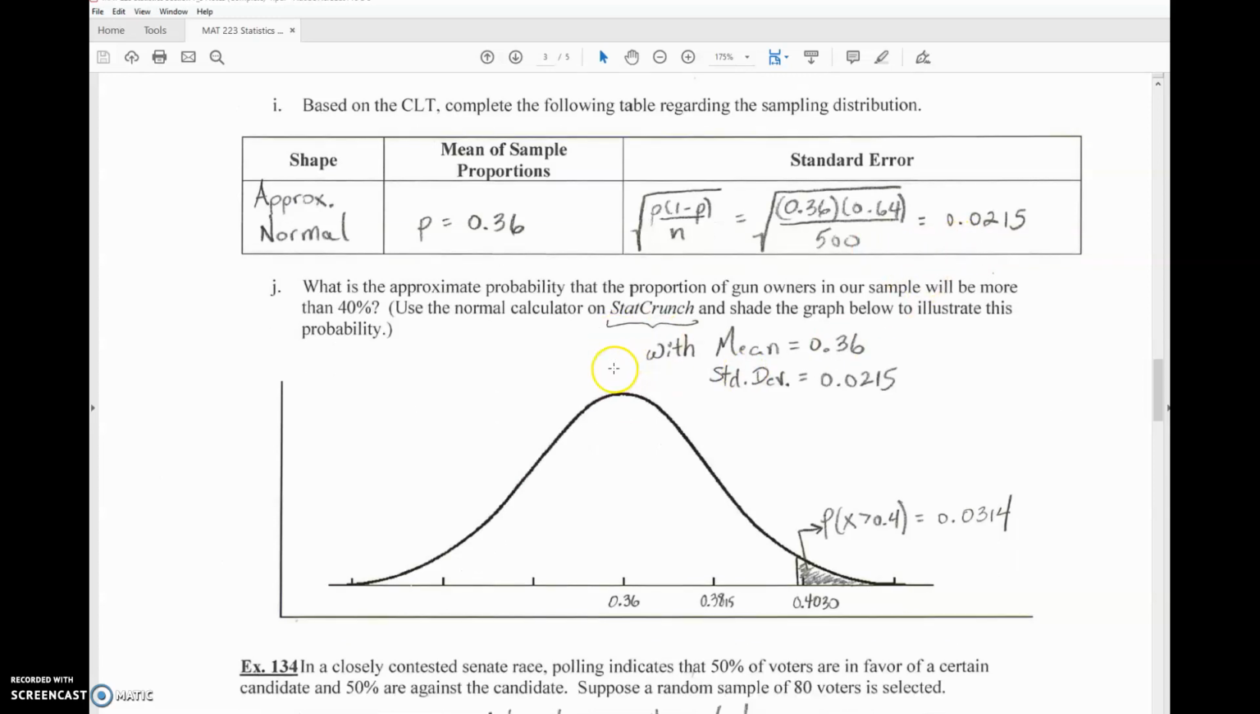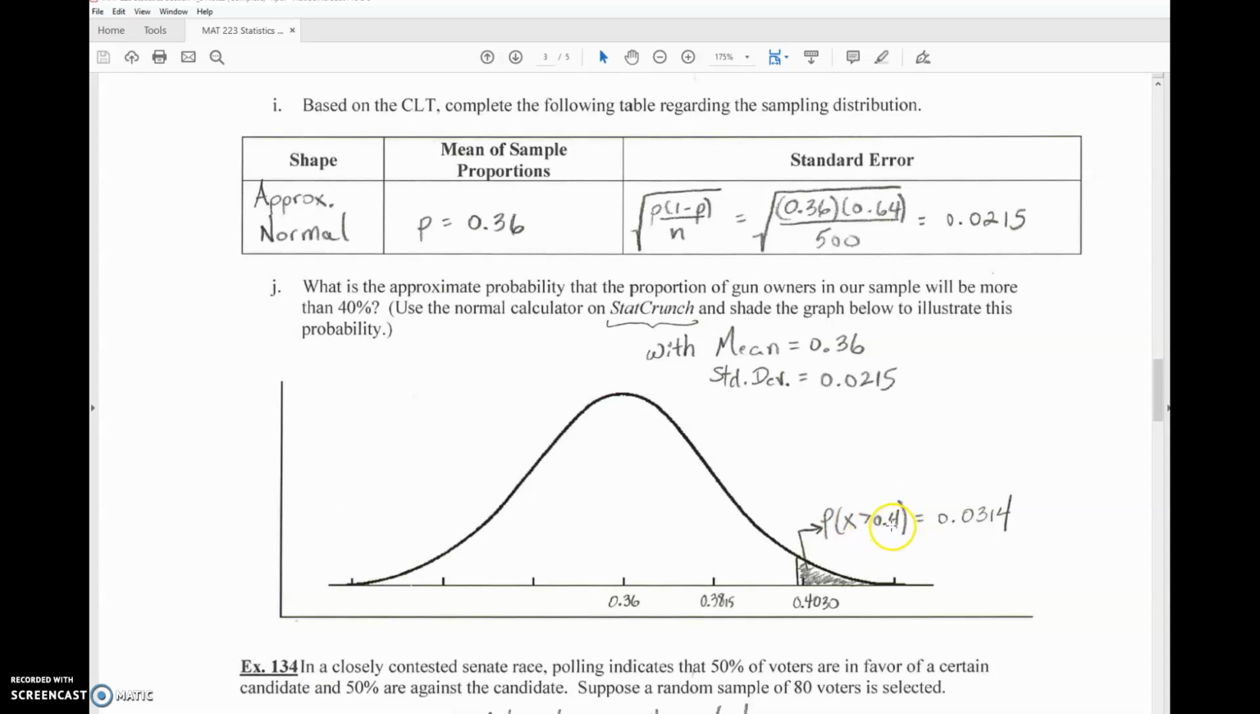So we have a normal distribution with a mean of 0.36, the true population proportion, and a standard deviation of the standard error, which is 0.0215. In this example, I then ask in the last question, what is the approximate probability that the proportion of gun owners in our sample will be more than 40%? So that is asking what's the probability that X is greater than 0.4. That's 0.0314. So how do I do that?